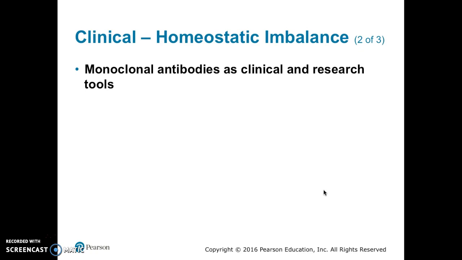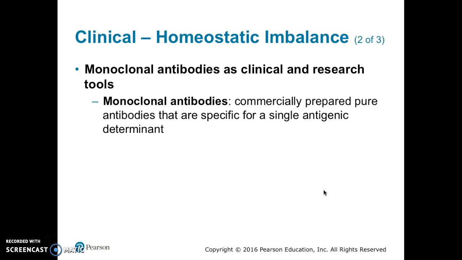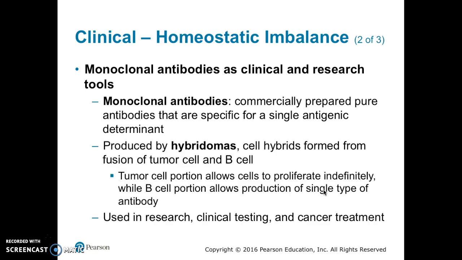Monoclonal antibodies are commercially prepared pure antibodies for a specific single antigenic determinant. They are produced by hybridomas, cell hybrids formed from the fusion of tumor cells and a B cell. The tumor cell portion allows cells to proliferate indefinitely, while the B cell portion allows production of a single type of antibody. These monoclonal antibodies are used in research, clinical testing, and cancer treatment.